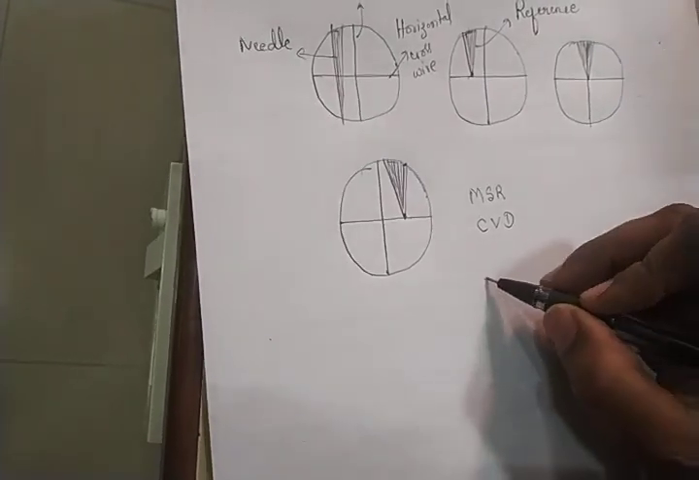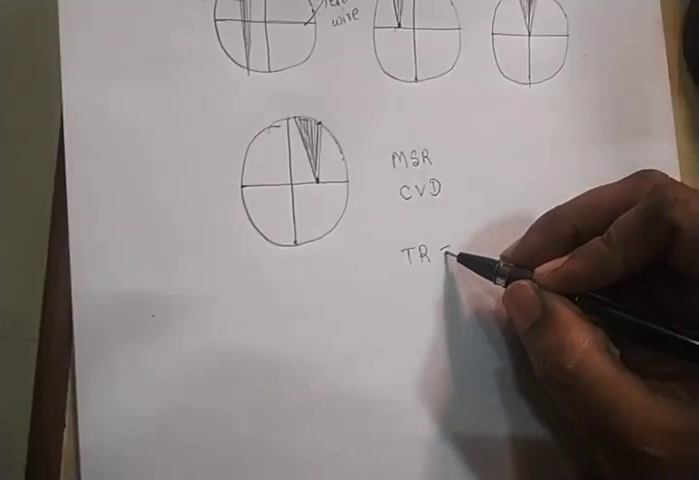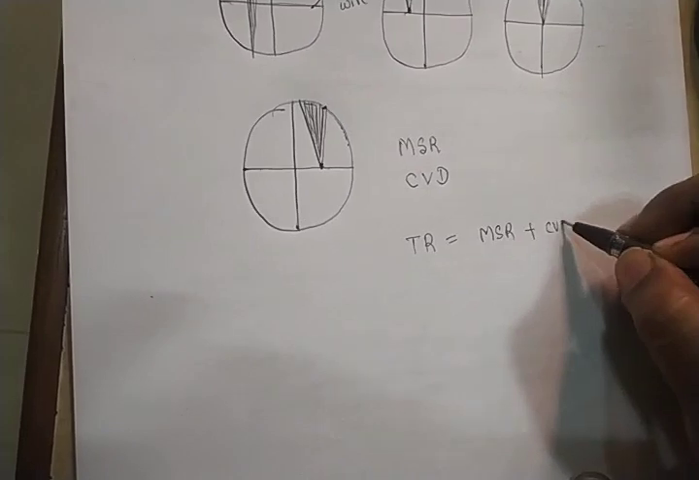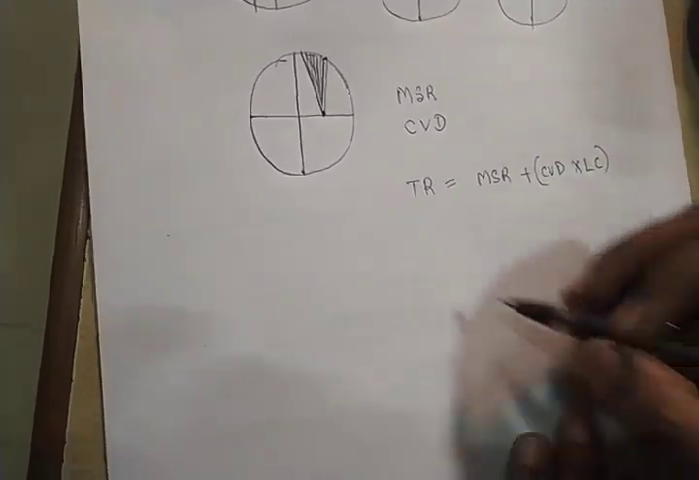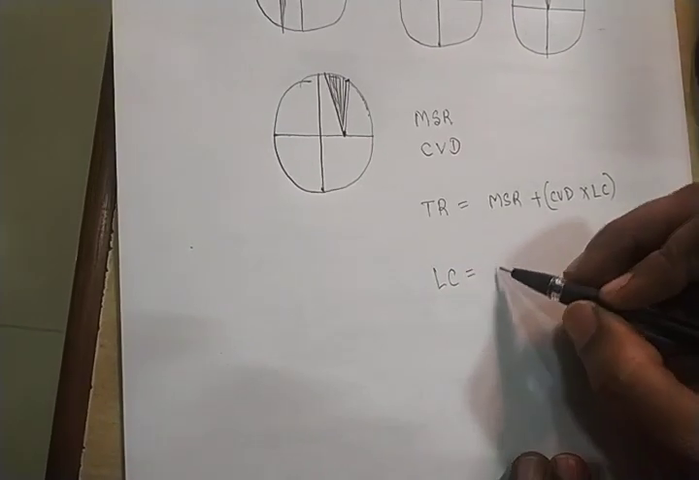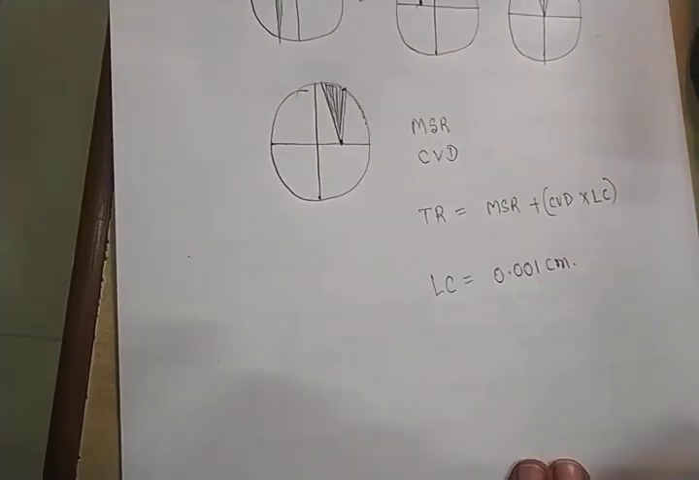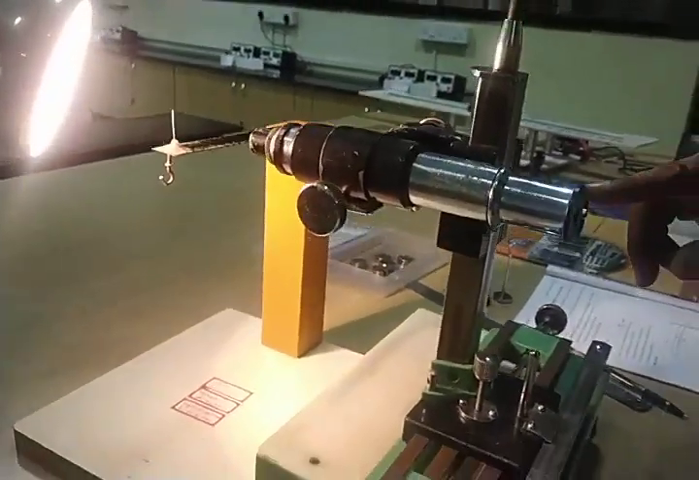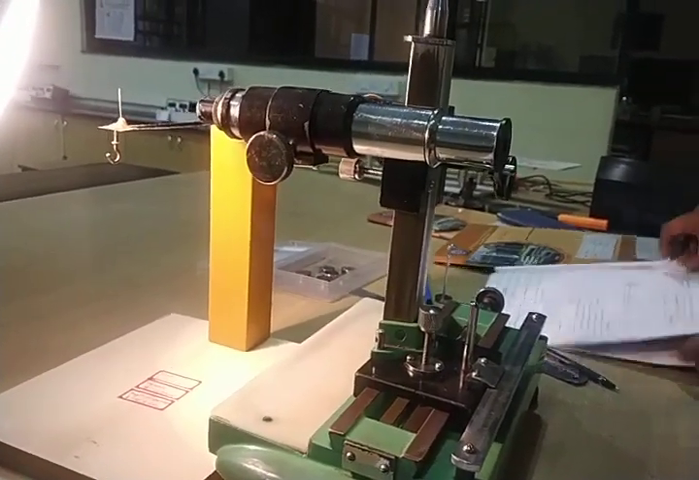Then we can find the total reading for that particular focusing: total reading is equal to MSR plus CVD times least count. This is the formula. The least count we already determined, that is 0.001 centimeter. Now we have focused the needle, and the needle is adjusted for the reference condition. So now we'll start our experiment.